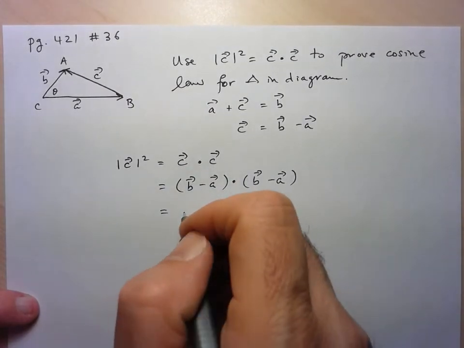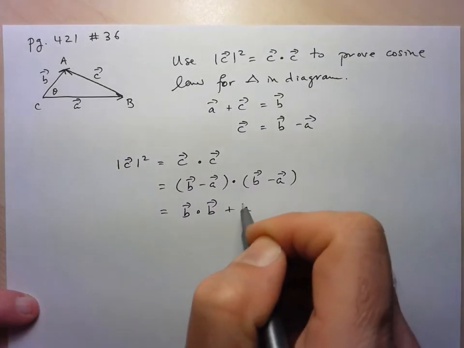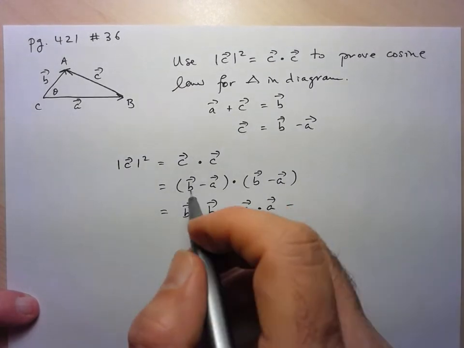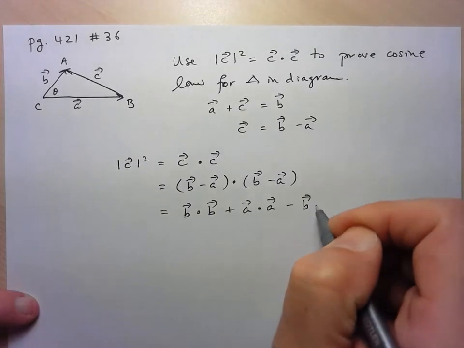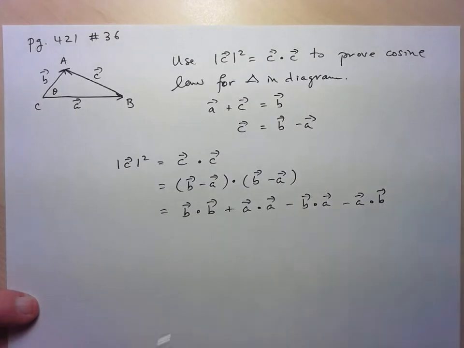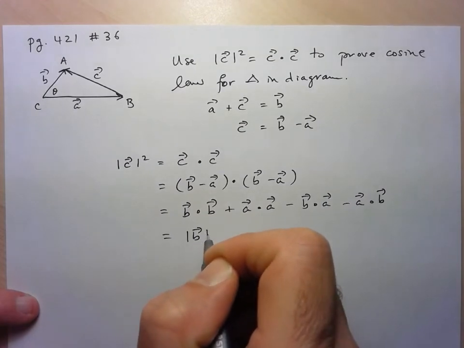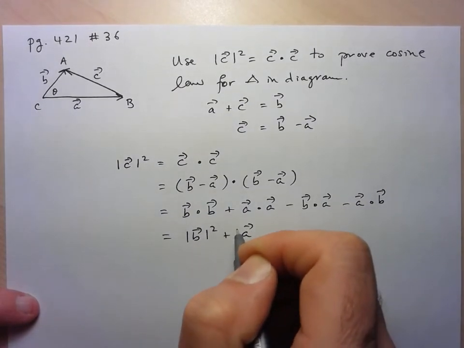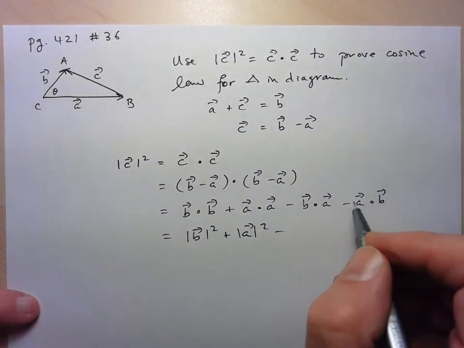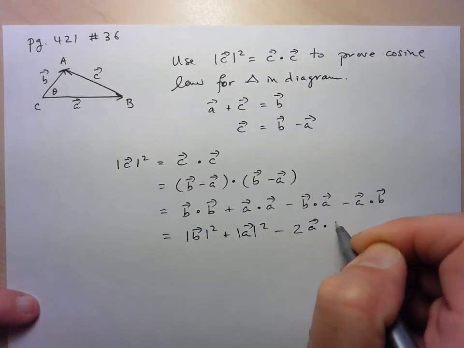Let's start by distributing. So we have b dot b, plus a dot a, and then minus b dot a, and then minus a dot b. But b dot b is just equal to the magnitude of b squared. a dot a is just the magnitude of a squared. And since we have commutativity of this operation, this just gives us minus 2 times a dot b.